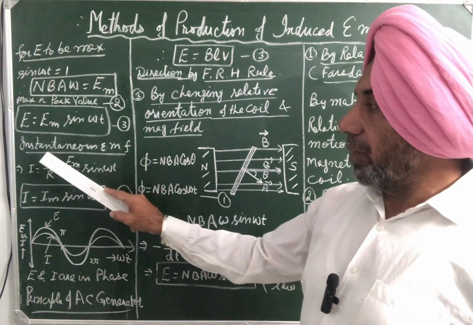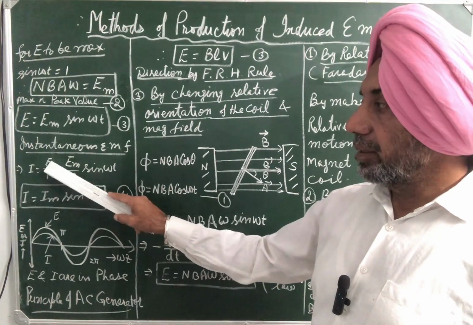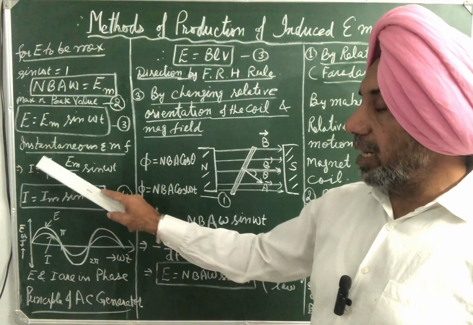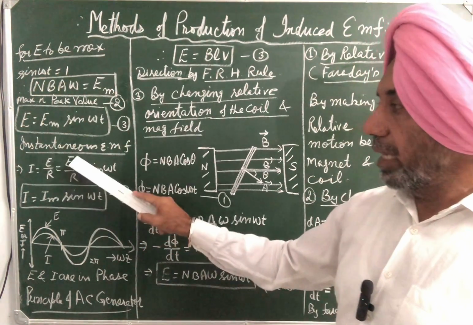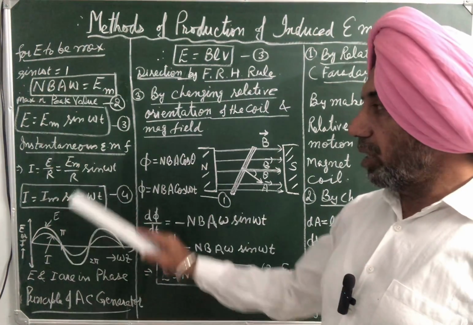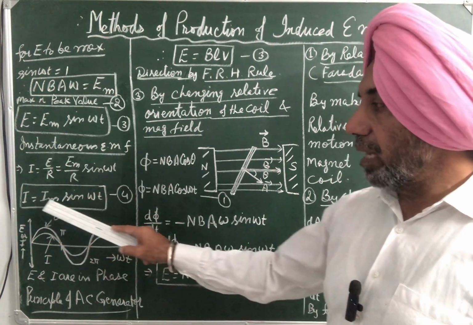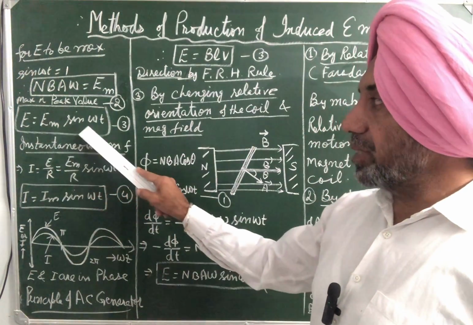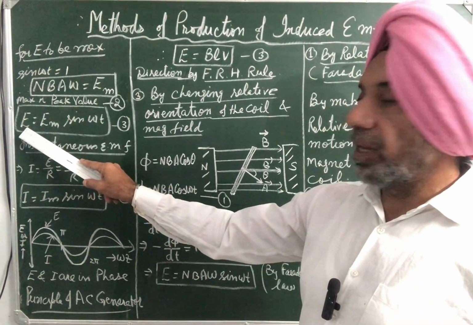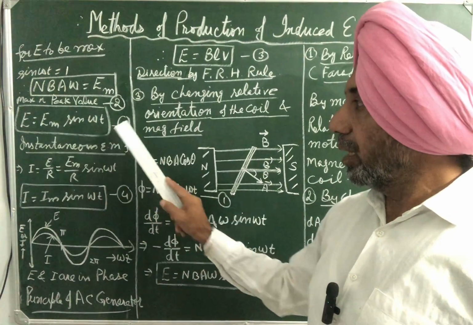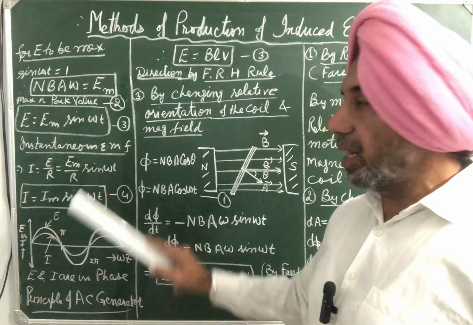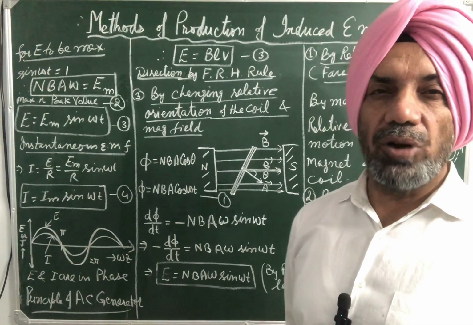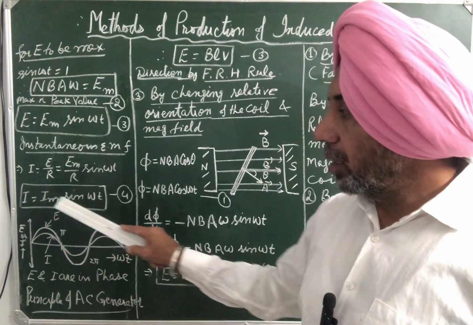And from this equation, by dividing by R, we can find the instantaneous current: I is equal to E by R, which is EM upon R sin omega t, and EM upon R is nothing but IM, so I is equal to IM sin omega t. So E is equal to EM sin omega t. This is the instantaneous value of induced EMF, and I is equal to IM sin omega t. This gives the instantaneous value of induced current.